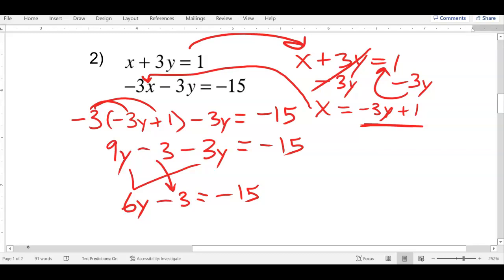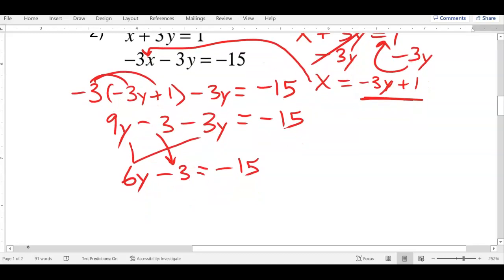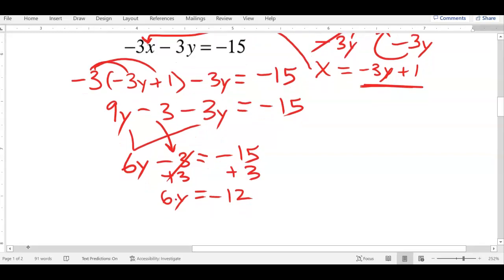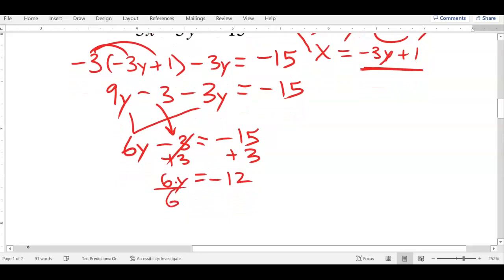We want to get rid of this loner. How do I get rid of that -3? +3, right? The 3's cancel out. I'm going to bring down 6y equals, what's -15 plus 3? -12. And now we divide, because 6 and y are being multiplied because it's a coefficient. How do I get rid of that 6? We divide by 6, and -12 divided by 6 is -2. Okay.